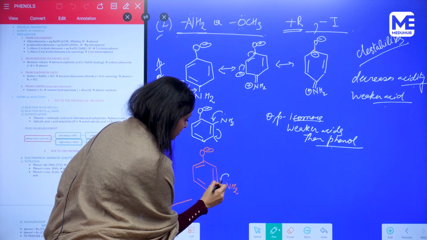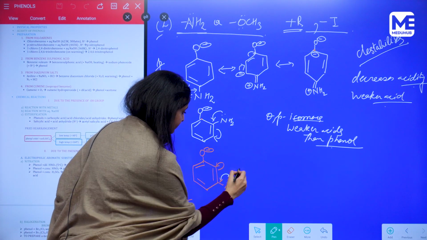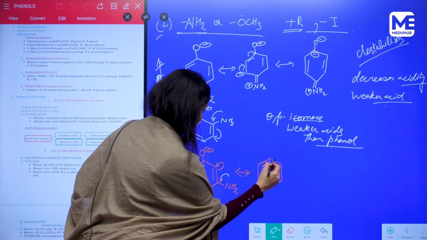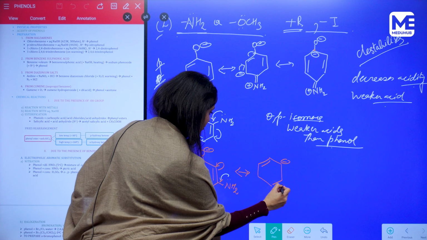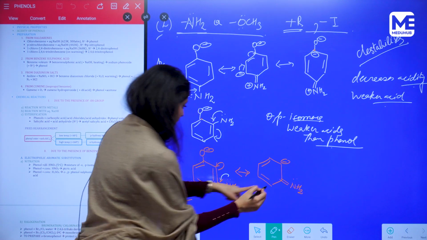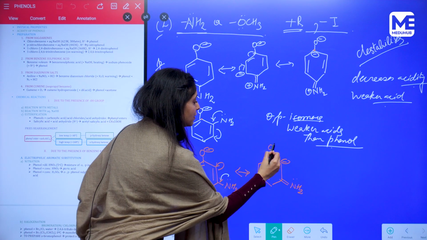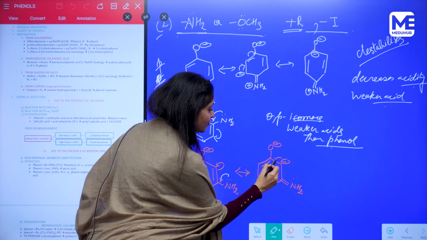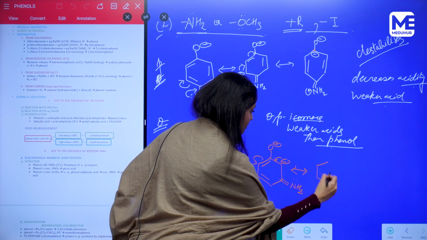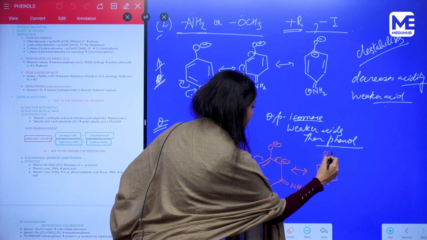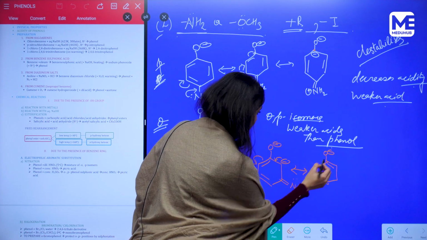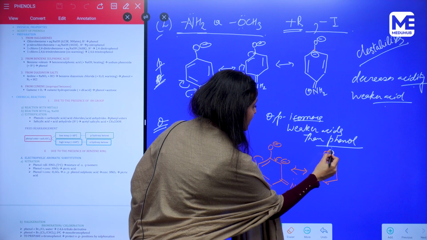Here, it will move like this. The next structure can be drawn with the negative charge here, double bond here, NH2, and this one here. This negative charge moves here, this moves here. So you will realize that because of resonance with the NH2 group at the meta position, this one is remaining unaffected.